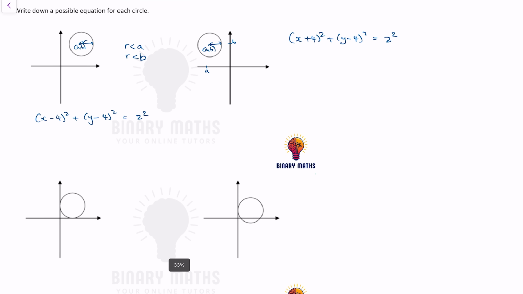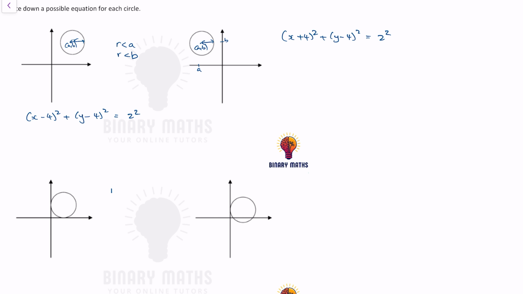Now, in the third example, because this point is A, B and it touches the x-axis and the y-axis, r must be equal to A and r must be equal to B, which means A must be equal to B. So anything of the form x plus 2 squared, oops, not plus 2, because the circle center is in the first quadrant, it must be x minus 2 squared plus y minus 2 squared is equal to 2 squared. So all these numbers should be the same.